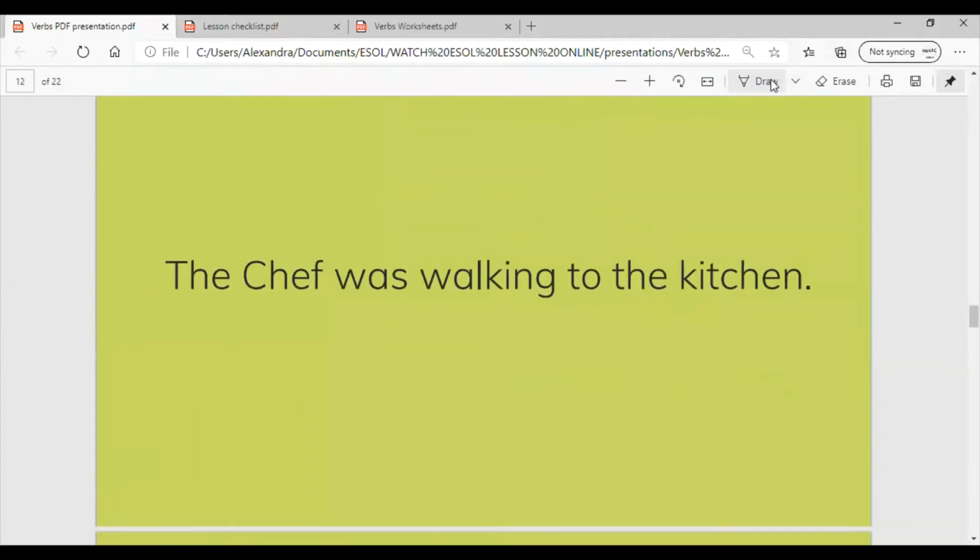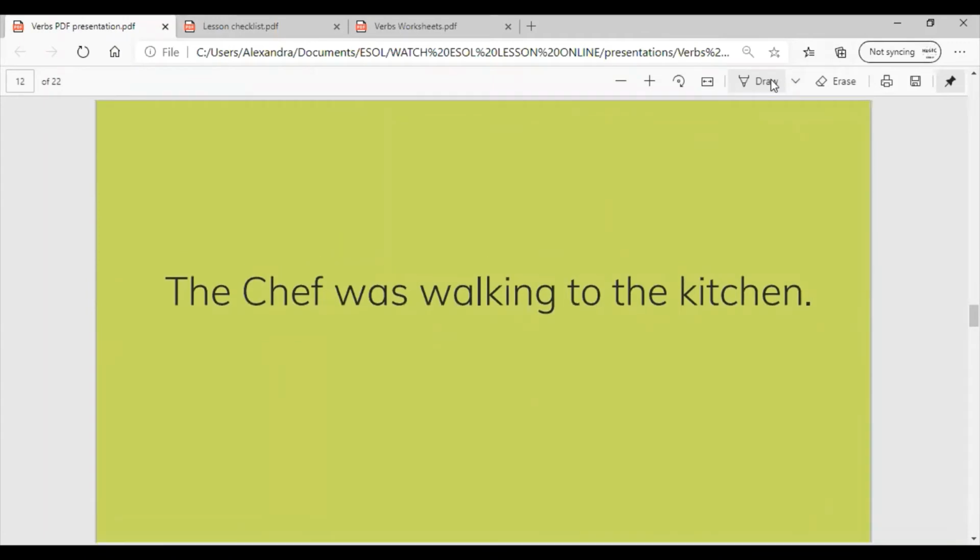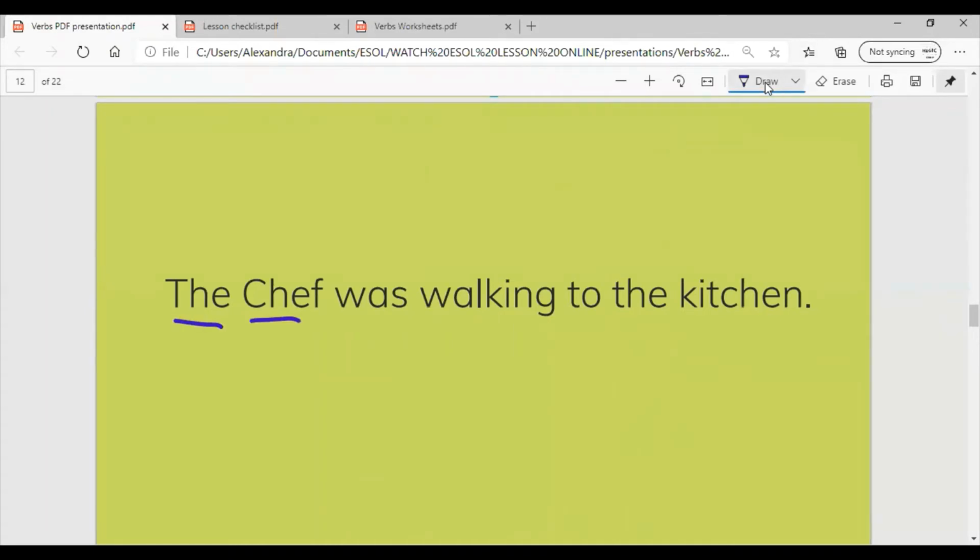Okay, so here's a quick example sentence. The chef was walking to the kitchen. Now, we've got to try and find our verb in this sentence. So we need to look at each of the words. We've got the chef was walking to the kitchen.